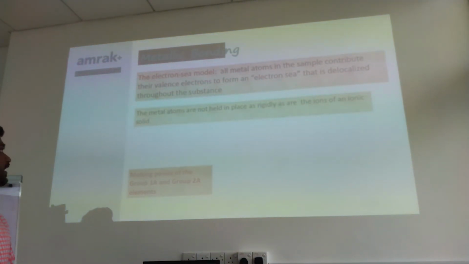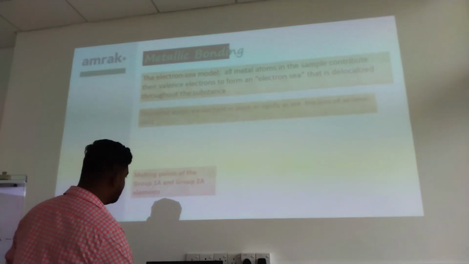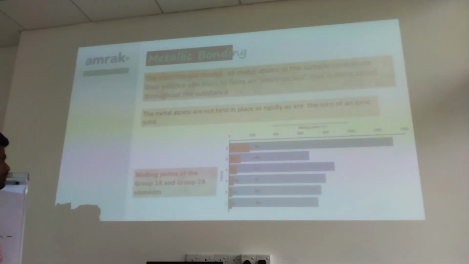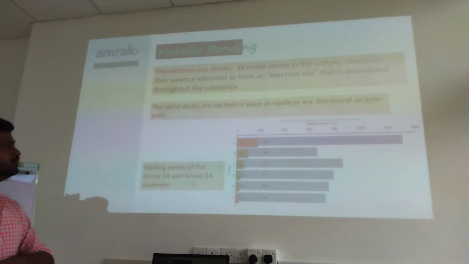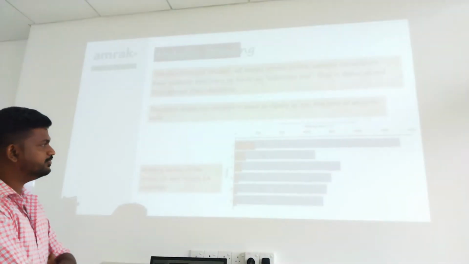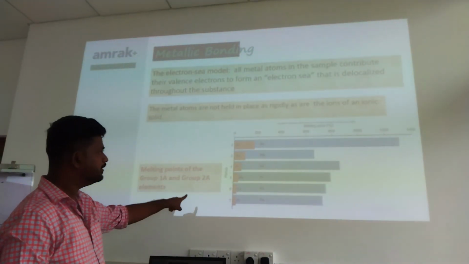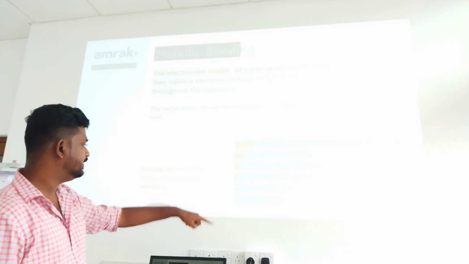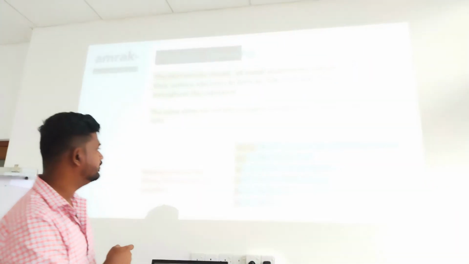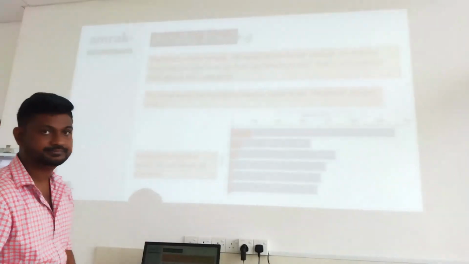So the melting points of the group 1 and 2A elements are given here, right? See, the melting point of group 1 is decreasing and group 2 is also decreasing down the groups, okay? So lithium has a higher melting point than francium, right? So what they are coming to say is the electron sea model.